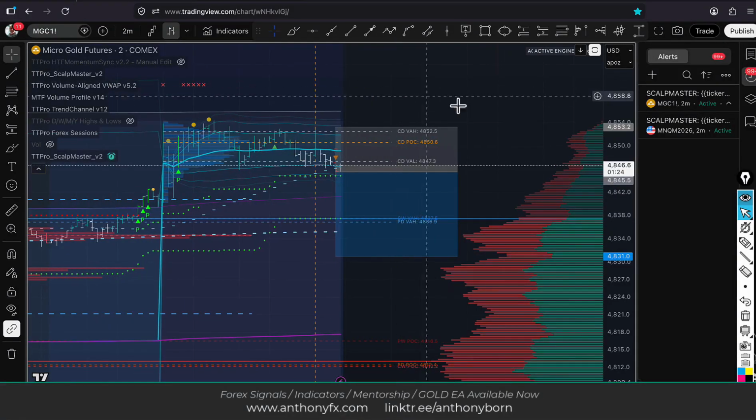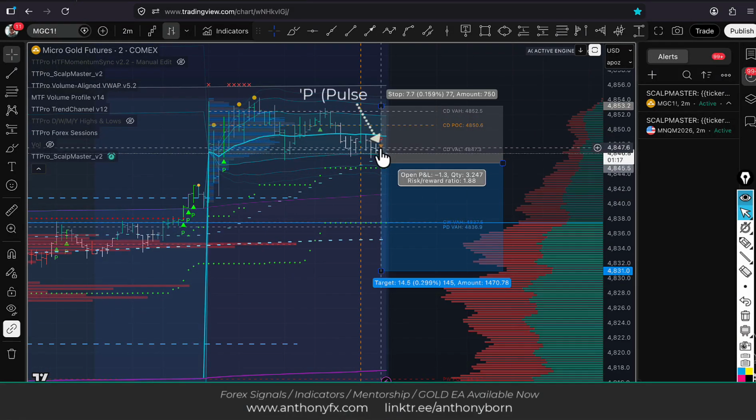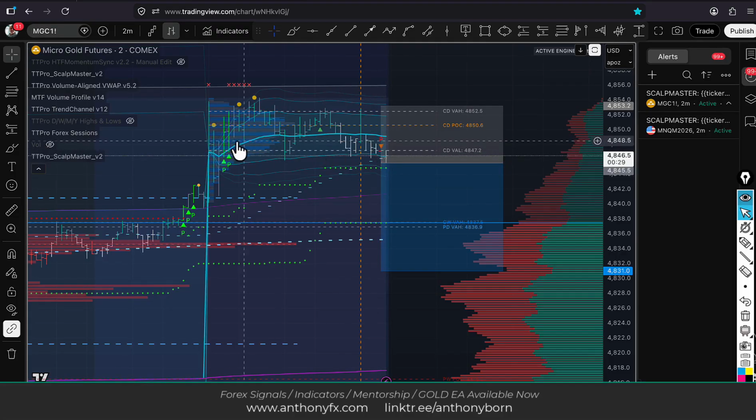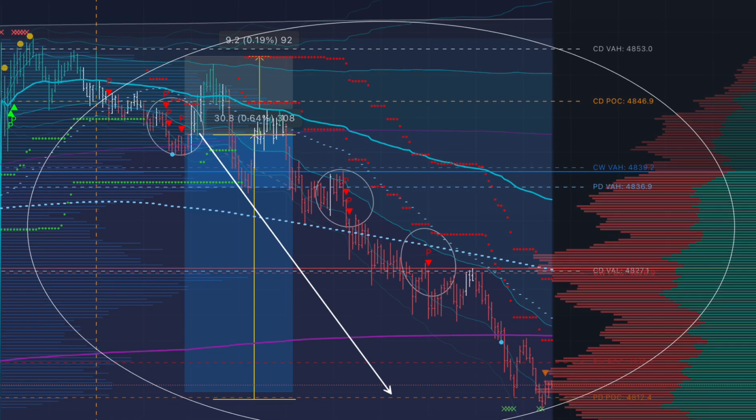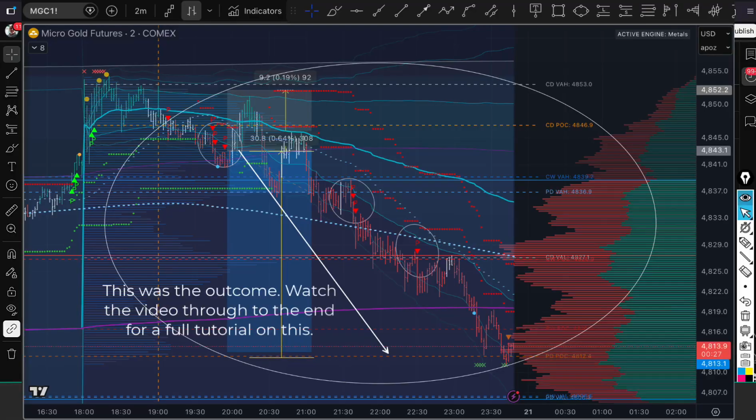We've got a P right there, a pulse. Short gold based on this signal here, and we've broken under VWAP. So I'm looking for this to trade back down into value. Throw in an anchored volume profile. It's going to take it back in here.